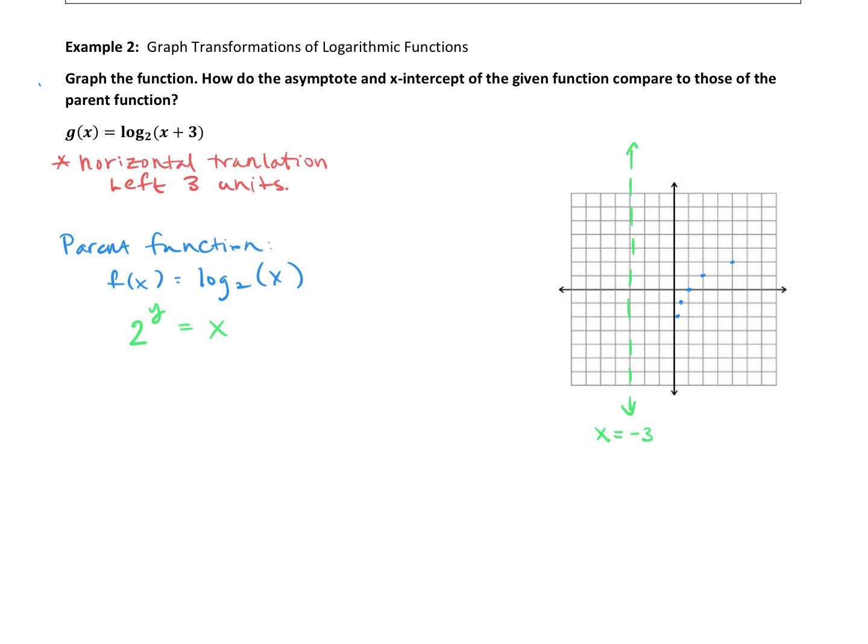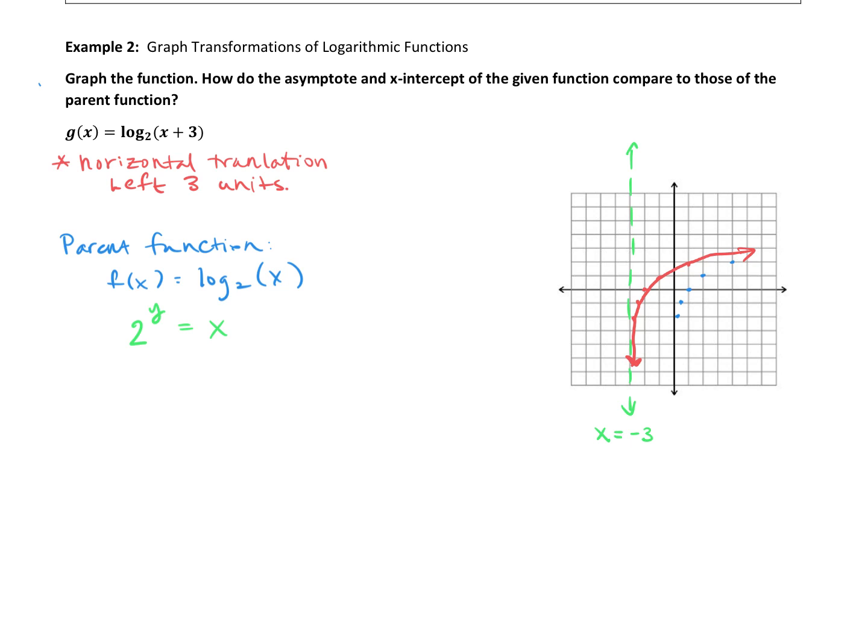And now every point is going to shift to the left 3 units. So just go ahead and move each point to the left 3. And then we have our translated, oops, I missed those points. Let me try that again. That's better. And there's our function with the translation.